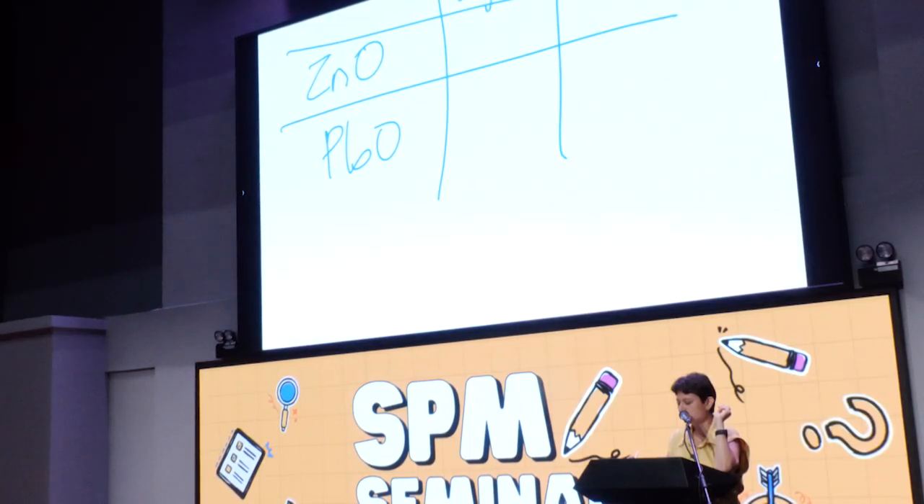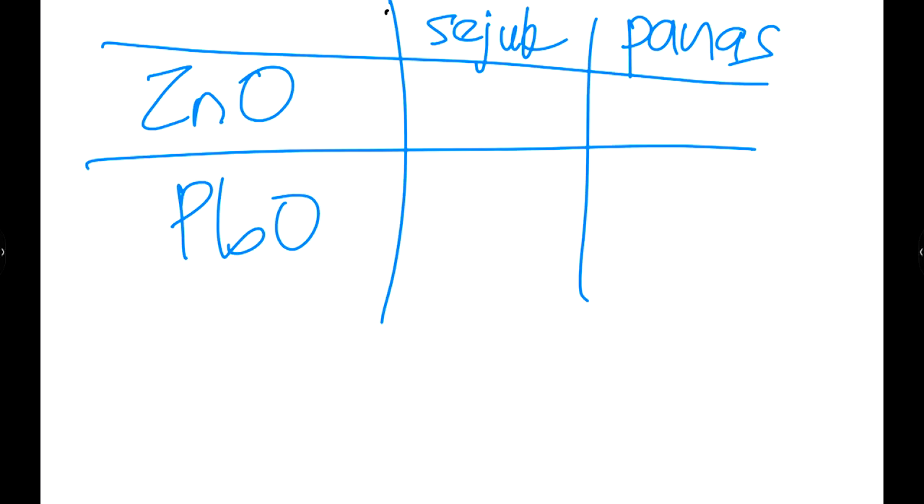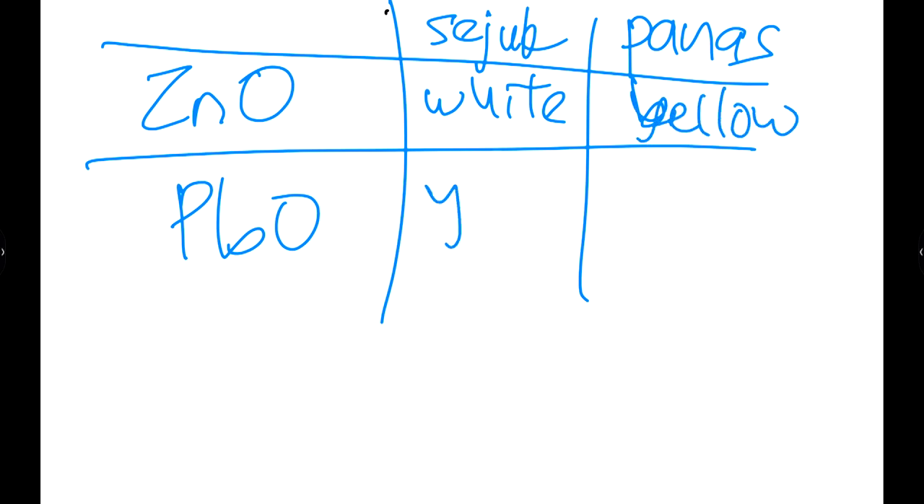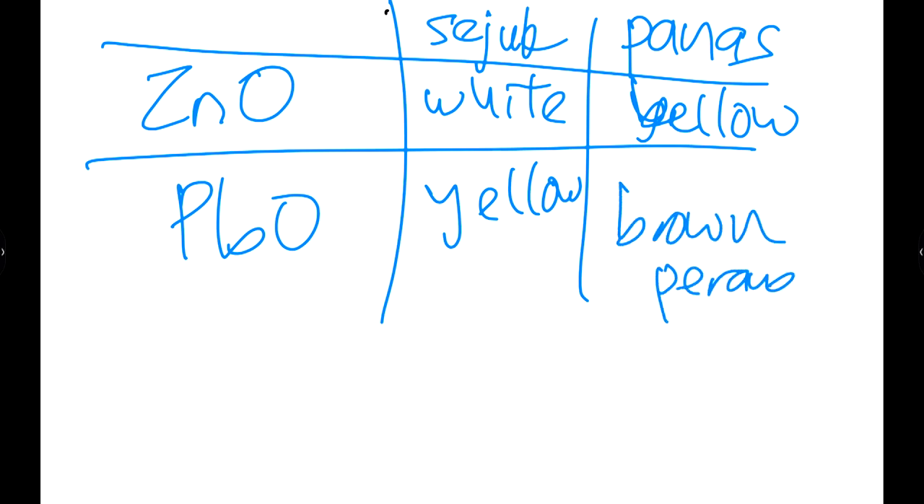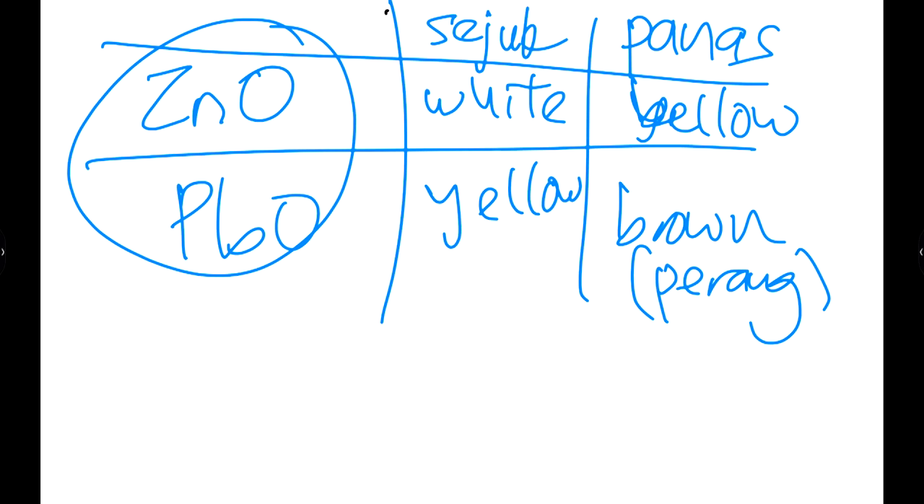Zinc oxide is white when it's cold and yellow when it's hot. Lead oxide is yellow when it's cold and brown when it's hot. Correct? Hanya ada dua sahaja. Okay, hanya ada dua sahaja. Alright.